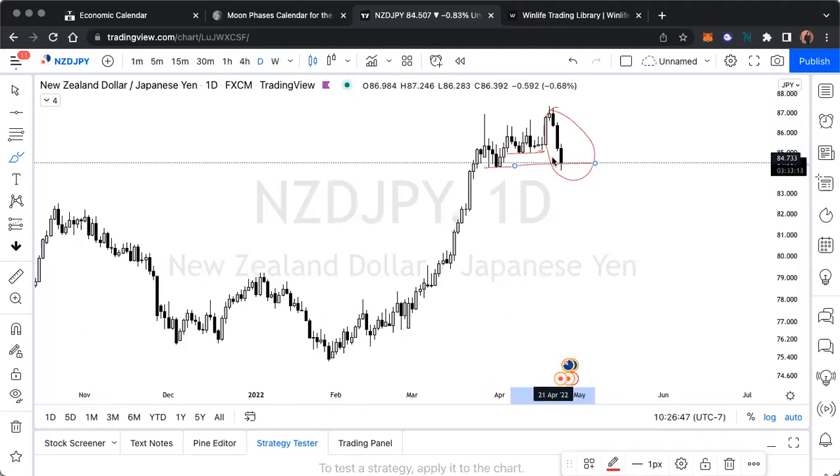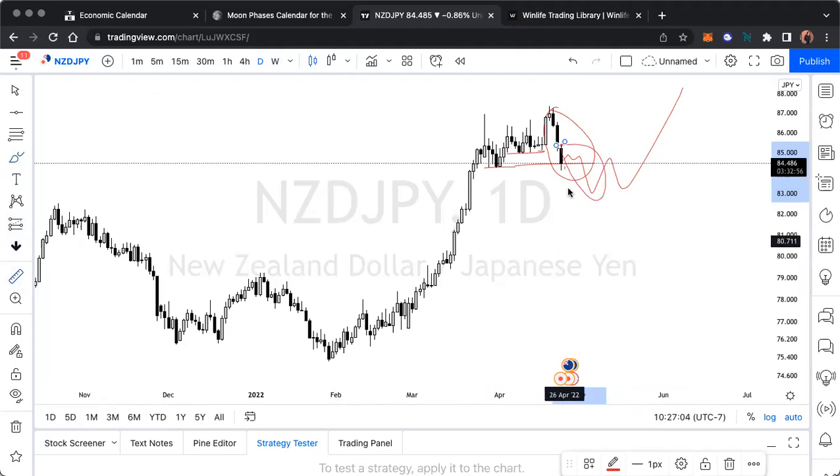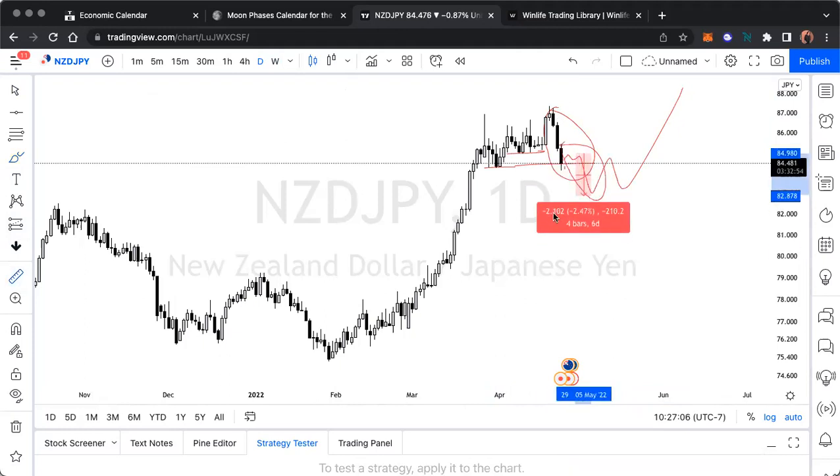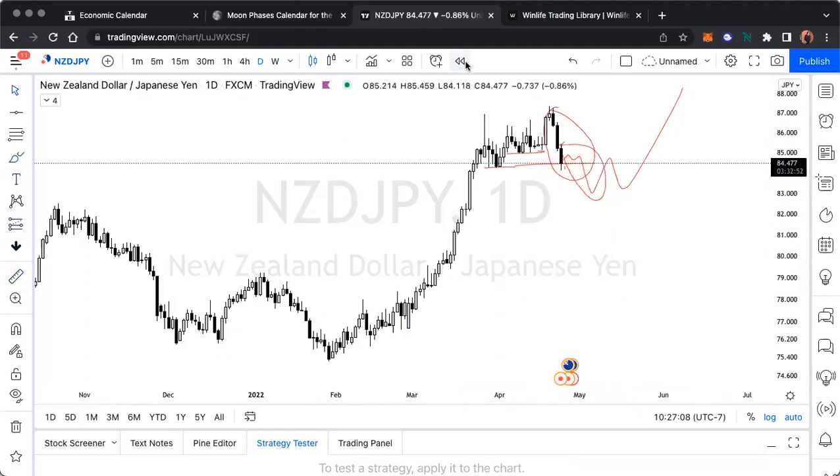So for me to survive a move like this, even if it is a trap, which happens, you can survive the trap. If I take this move here and it is a reversal, I'm just theoretically speaking, that could be a couple hundred pips. We're on a daily.